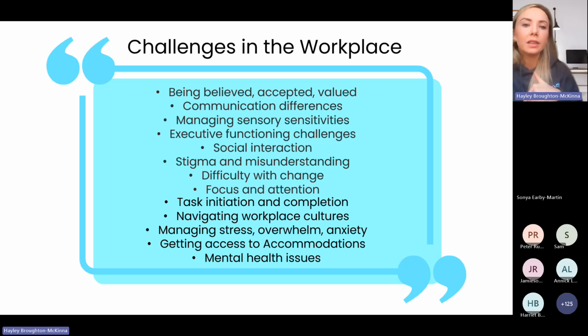And then, as we've said, there are things like communication differences, managing your sensory sensitivities, the executive functioning differences, like managing your time, like organisation, like starting a task, like finishing a task, like remembering where you're up to and everything that needs to be done. Social interaction, whether that's online, in which the social cues are markedly different.